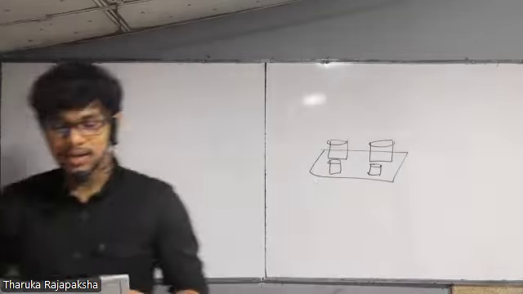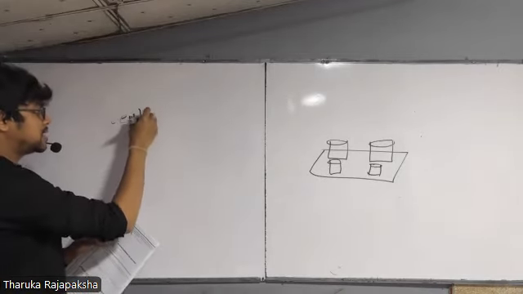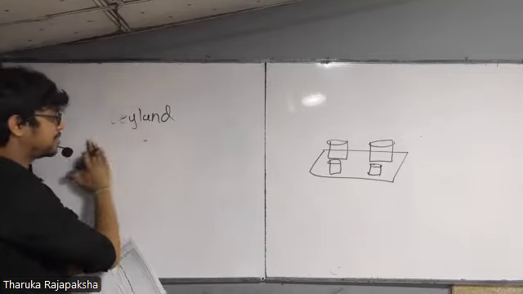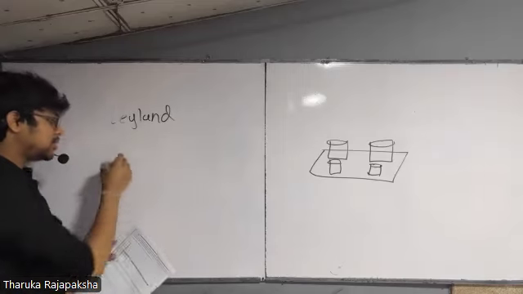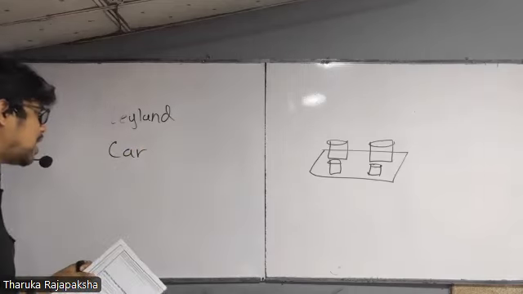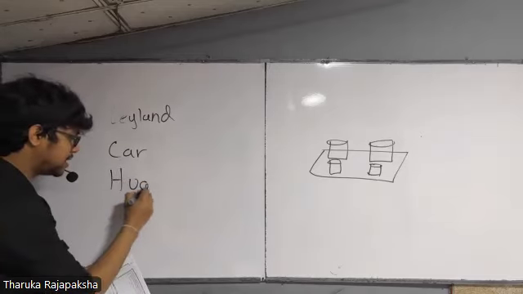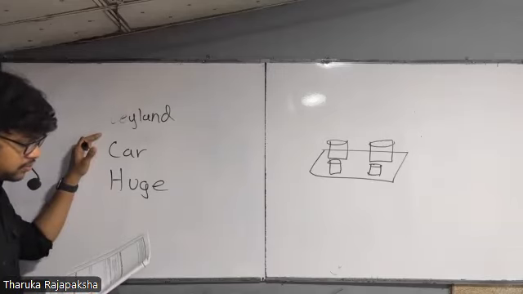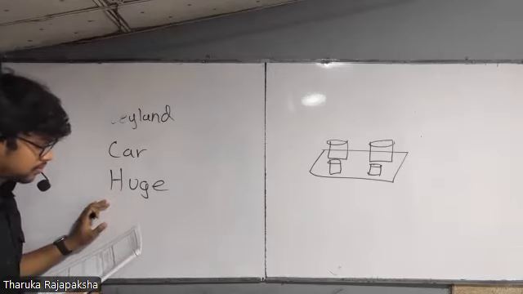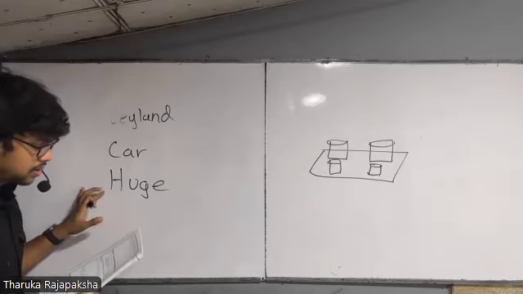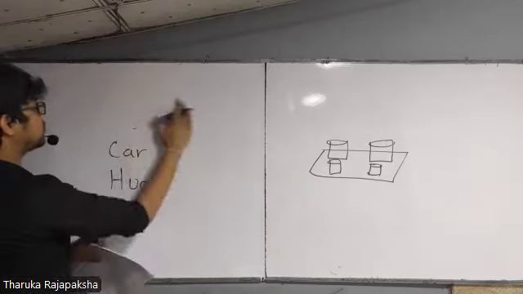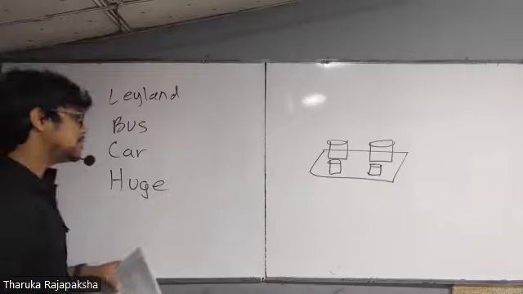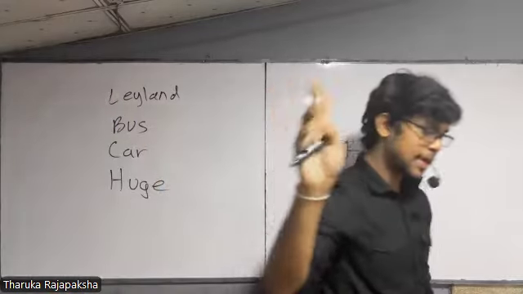Interesting points. So there is a Leyland, there is a bus, and a car is there. And huge. That word is important. Huge. Yeah, these three, and the bus is also there. Leyland bus. These 4 words, people, explain 4 cations.